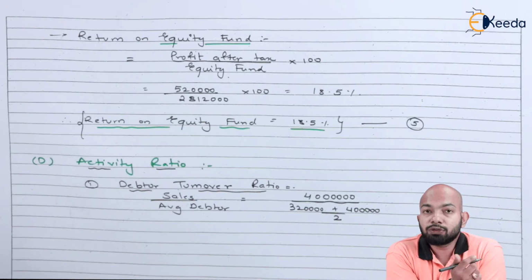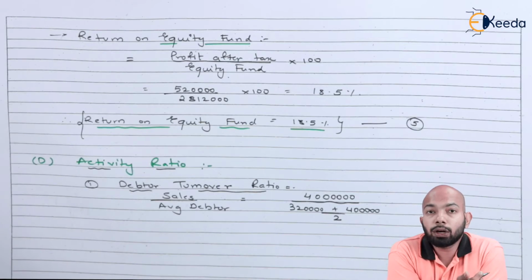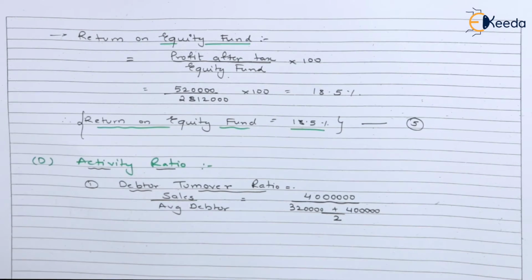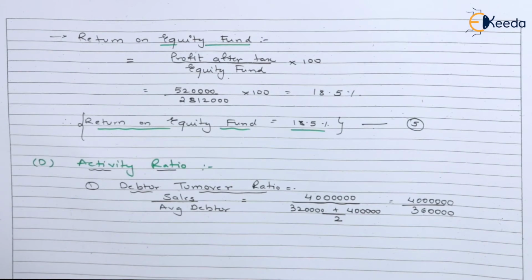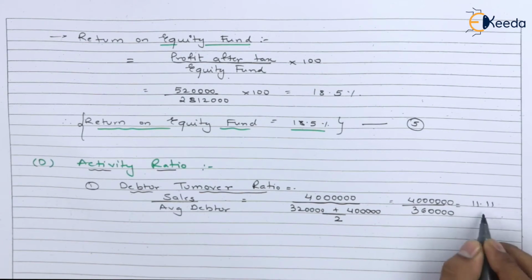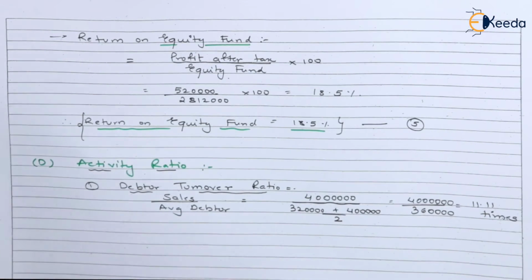So the sales value is 40 lakh, which has been already mentioned. The debtor value, that is 3,20,000 for 2007 and 4 lakh for 2008, will be clubbed together and divided by 2, and whatever answer we get is your average debtor. So that is 7,20,000 divided by 2, which will give you 3,60,000 as average debtor. So the value that we have got here is 11.11. So the debtor turnover ratio is 11.11 times.